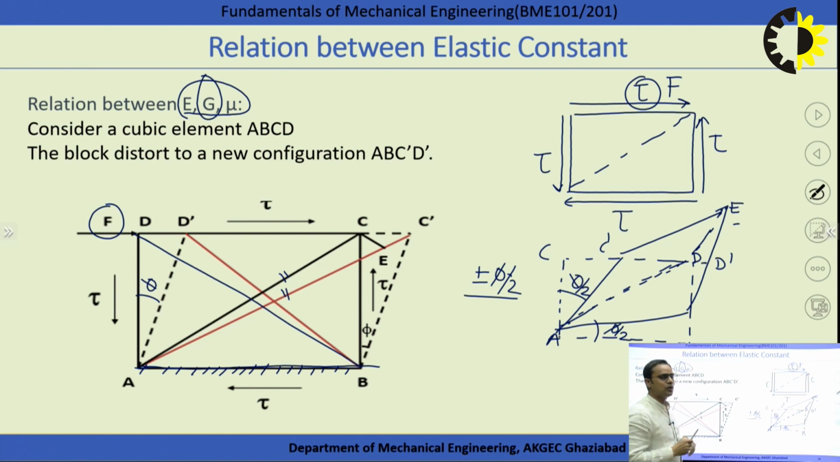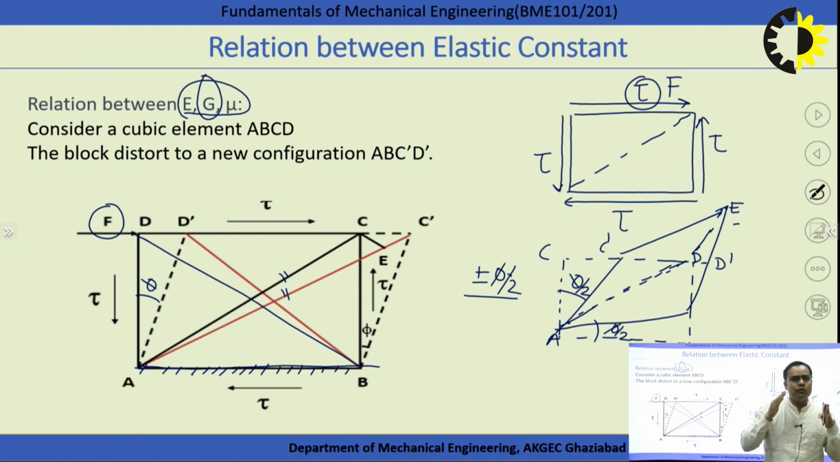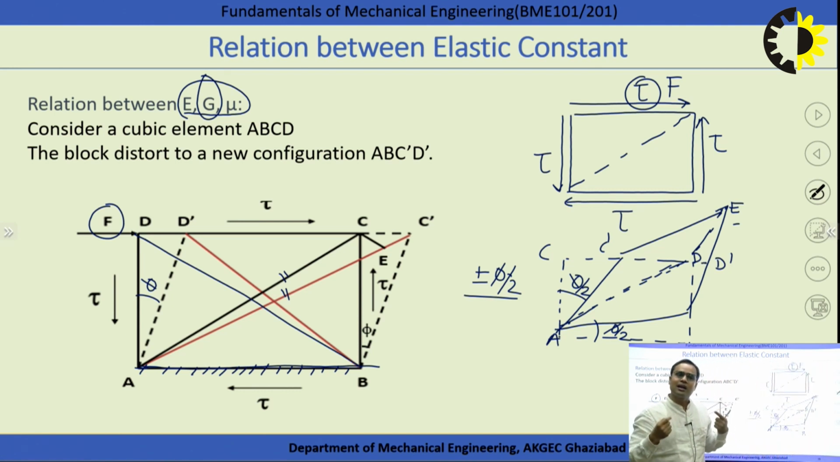So we can conclude from here. Also there is a derivation regarding that. If any member is under pure shear, there are two perpendicular planes. One is at 45 degrees, another is at 135 degrees, subjected to normal stresses. One is tensile normal stress and the other is compressive normal stress.